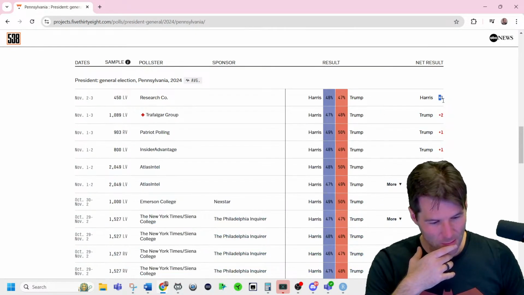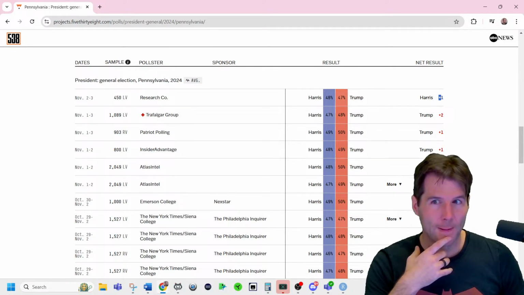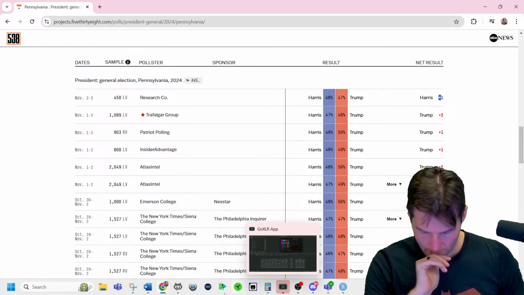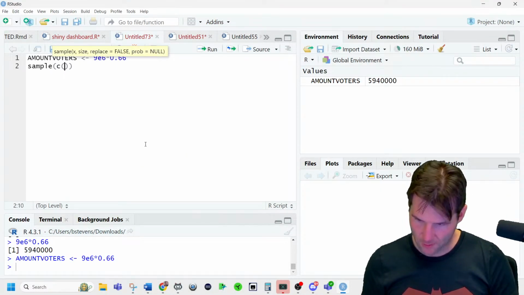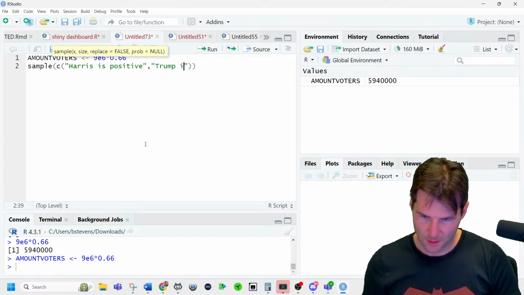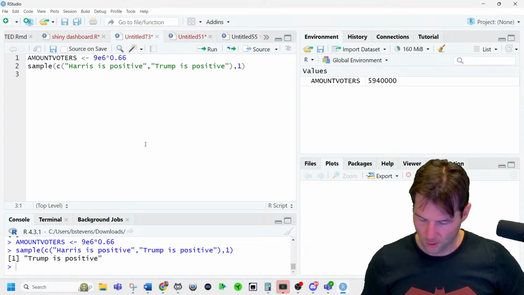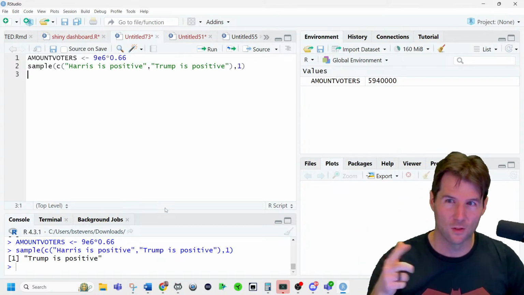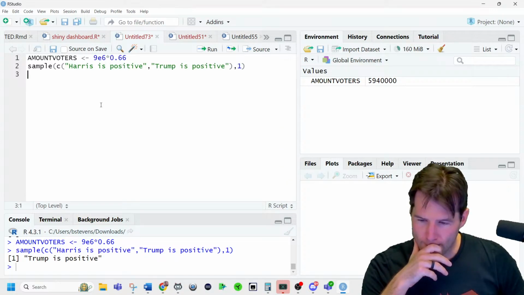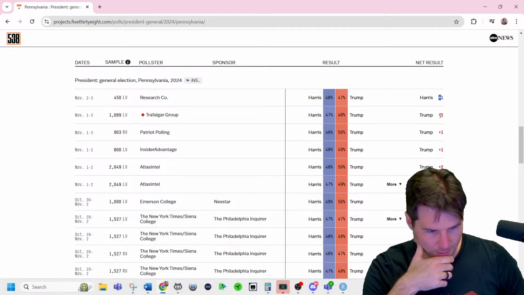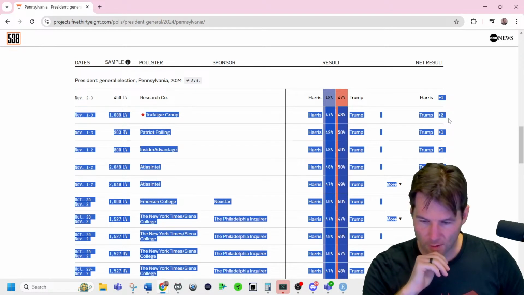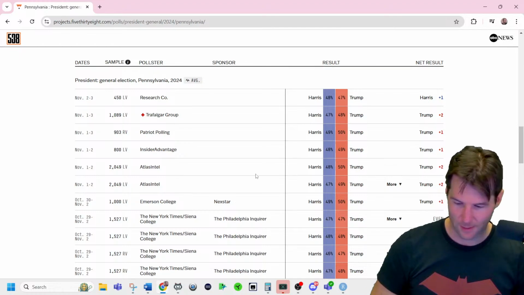So with this right here, +1, we'd have to call this, let's see here. I'm going to have the computer pick. Okay, sample from the vector. Trump is the positive result. Like +1 means Trump positive. There we go, right there. So the positive will indicate Trump. Like this is +2, this is -1. So we have to give some sort of way of looking at it.